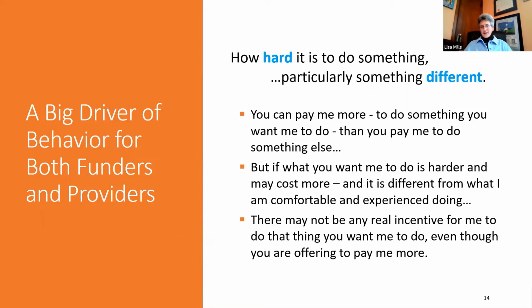So another thing that I've realized over the years in working on this is a big driver of behavior other than reimbursement rates and methodology is how hard it is to do something, and particularly if it's something different. We have to think about, I think, that sometimes we can pay more for something that we would like service providers to do. We could pay them more to do that than other things they do for us. But if what we want them to do is actually harder for them to do and it may cost more, and on top of that, if it's different from what they are comfortable and experienced doing, we have to make sure that the amount we pay lines up with the incentives they need to move in a new direction.